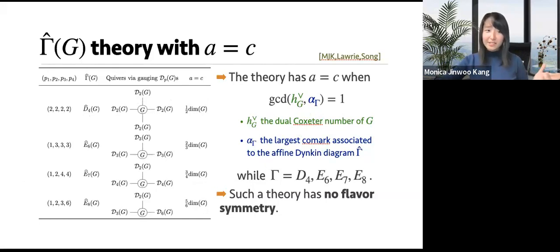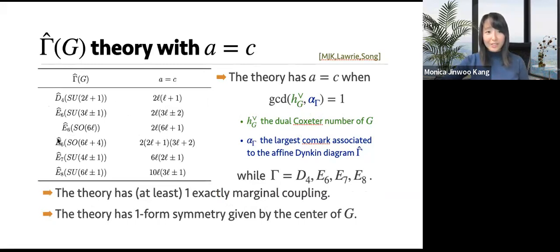And these theories have no flavor symmetry enhancements, so these are all the possible theories that we can really have. Note that by construction, this theory has at least 1 exactly marginal coupling, and the theory has a 1-form symmetry given by the center of G. So it really says a lot about the structure that we have.